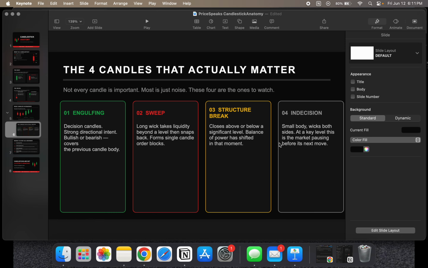Lastly, we have indecision candles, or indecisive candles. These are simply candles that barely have any bullish or bearish body on them, but they may or may not have wicks on both sides. Think of it like a stop sign in the market. You come to a stop sign and you have to make a decision to go left or right. This means that nobody was in control at that point in time when price closed.